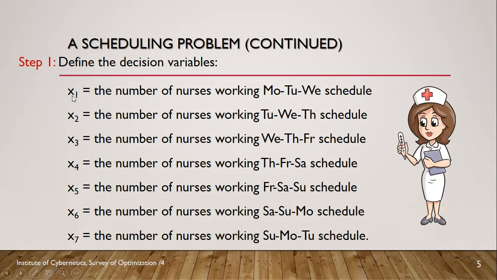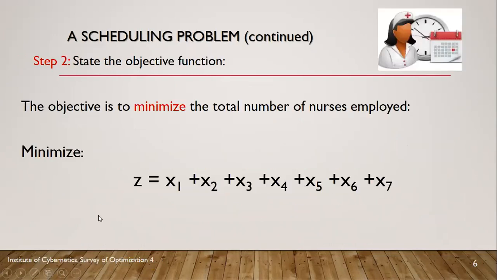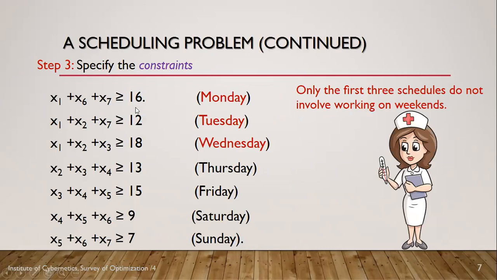So therefore, the constraint will look like X sub 1 plus X sub 6 plus X sub 7, and this summation needs to be at least 16. So that is the constraint regarding Monday. With the same logic, we develop the requirement constraints of the number of nurses working on every day for Tuesday, Wednesday, Thursday, Friday, Saturday, and Sunday. For that, refer to the slide where we defined the decision variables to specify the indices for those constraints.